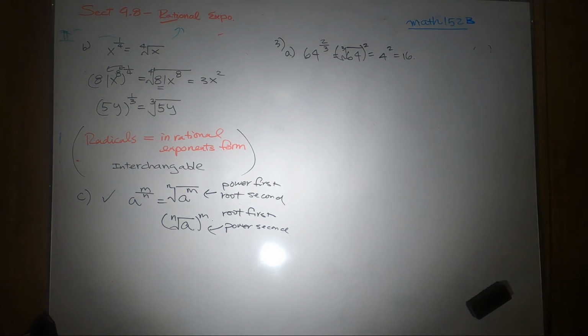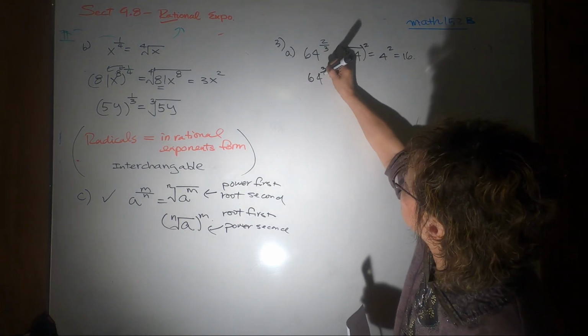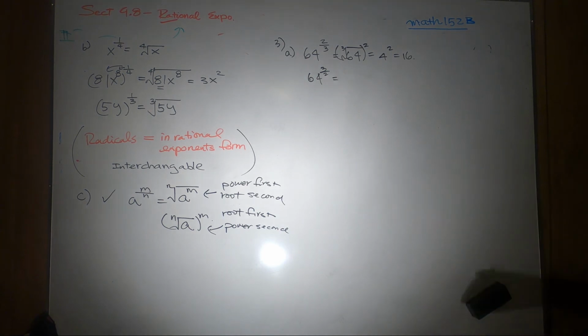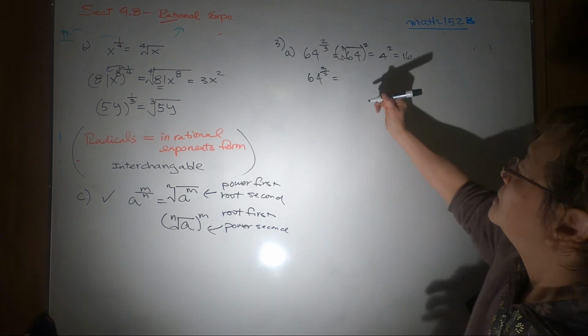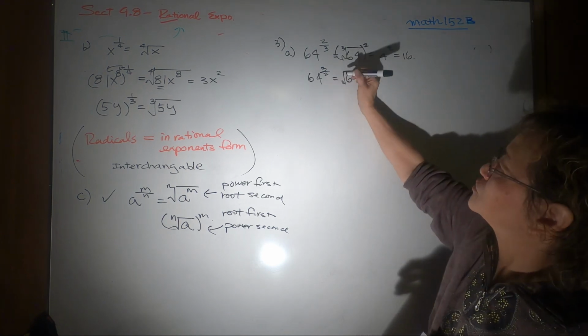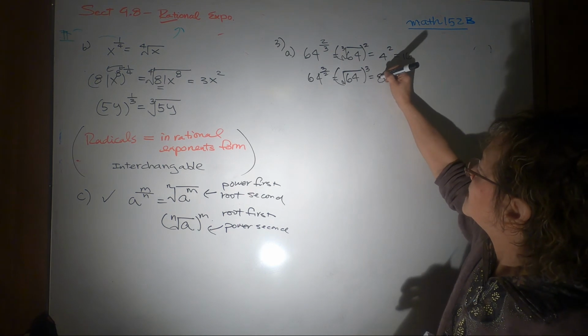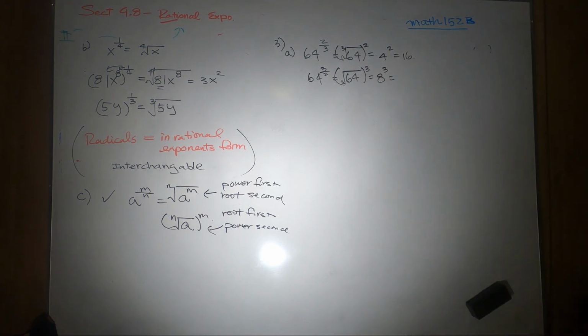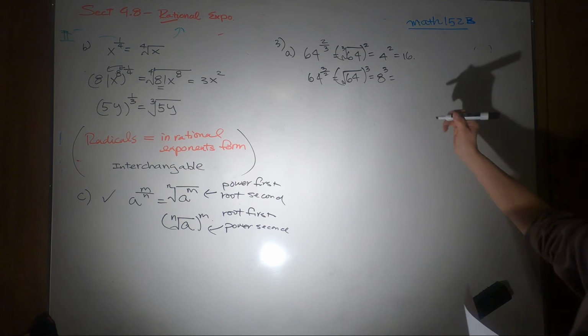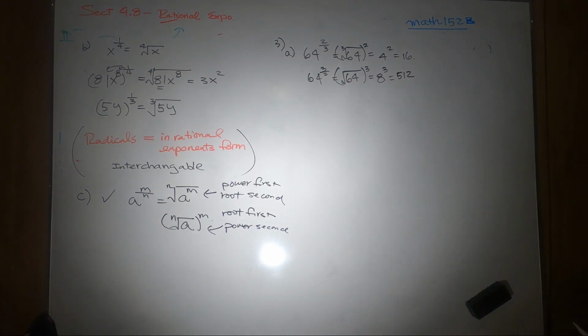Okay? And especially if we have 64 to the 3/2, 64 take a 3 power, too big. Okay, so we do the root first, the square root, then take the power. The square root of 64 is 8, take the 3 power. The number would be much easier. Okay, multiply 3 times.